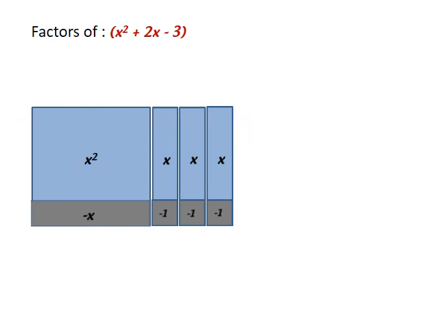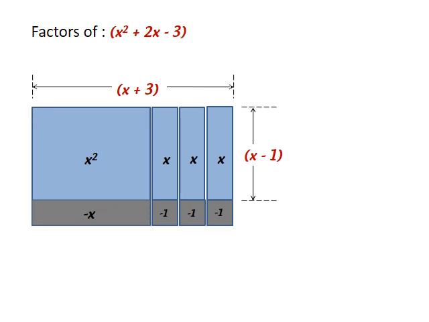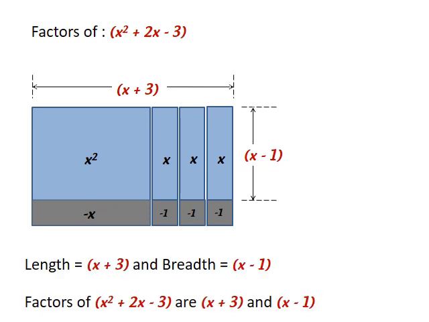So now what are the sides of the rectangle? x plus 3 and x minus 1, and these become the factors of x square plus 2x minus 3. So factors of x square plus 2x minus 3 are x plus 3 and x minus 1.